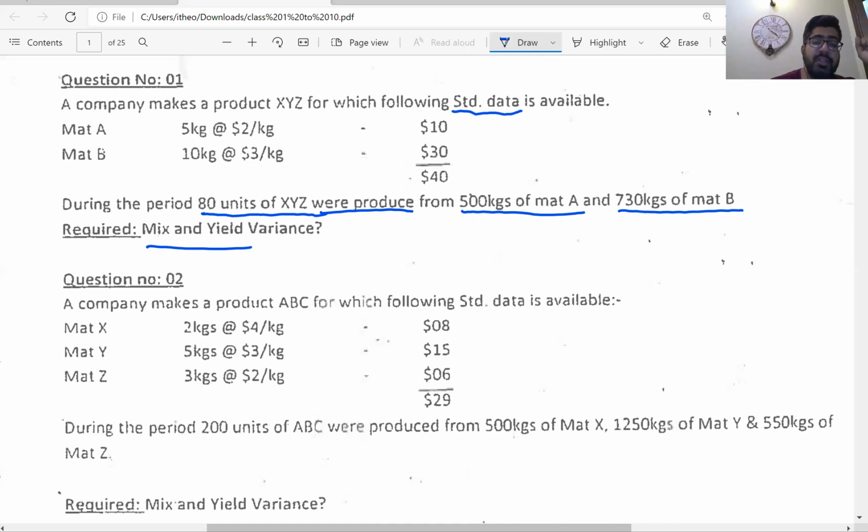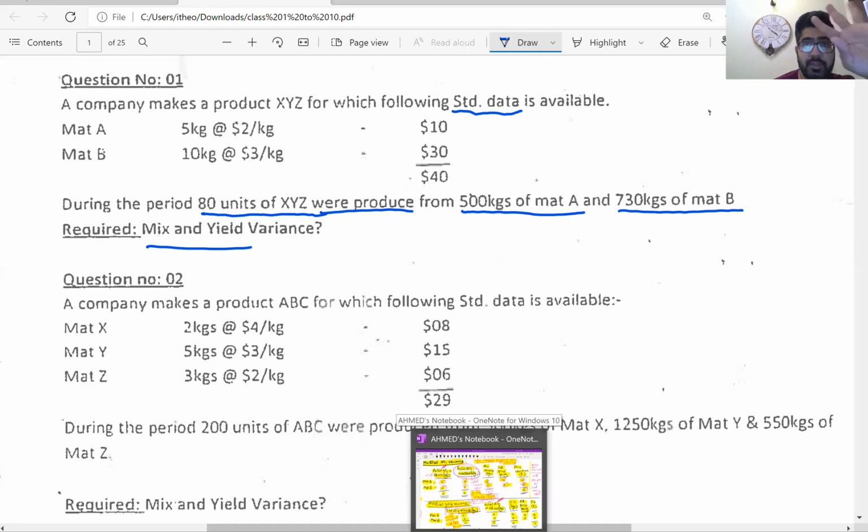Now, when the question asks mix and yield variance, the first thing you have to do is to make the format. I'm switching the screen, but you keep attention to the question in front of you on WhatsApp.